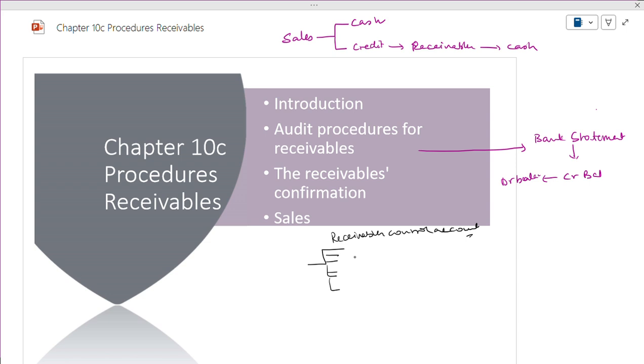What will the auditor do whenever they come across receivables? What are the procedures? Procedures will be multiple. Audit procedures are done by the external auditor in terms of receivables. As simple as that, you will have the confirmation.